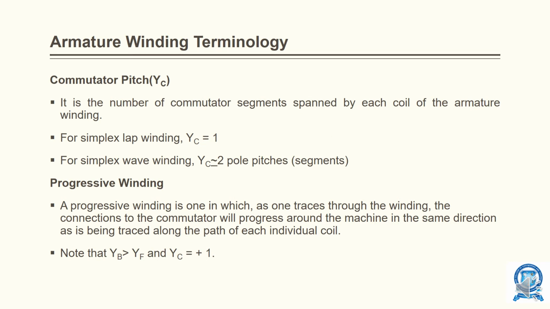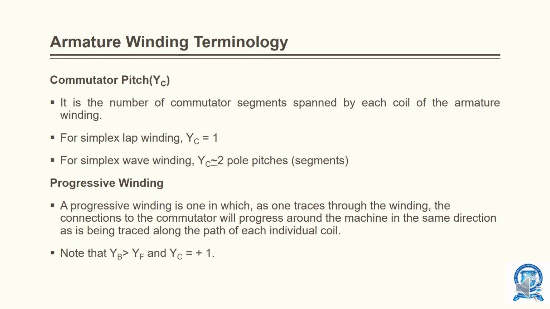Commutator pitch YC. It is the number of commutator segments spanned by each coil of the armature winding. For Simplex lap winding the commutator pitch is equal to 1, and for wave winding the commutator pitch is almost equivalent to 2 pole pitch.